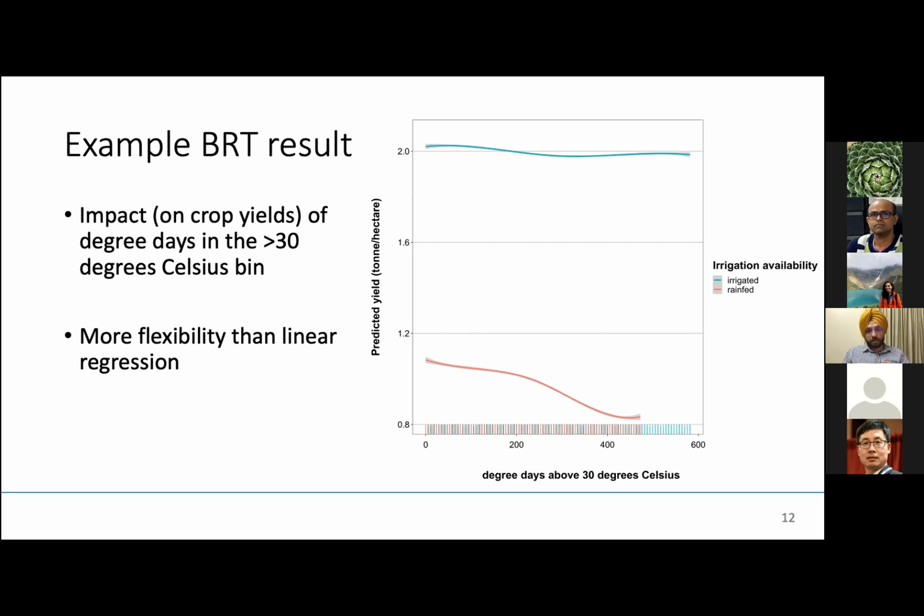If we compare this to the linear model, we see that the linear regression model fits a single value. So it says that growing degree days in the 30-degree bracket have a positive or negative impact on crop yields. But a BRT, if needed, is able to fit a more flexible relationship. And this is more useful in terms of explaining the relationship between yields and climate, which is anything but linear.